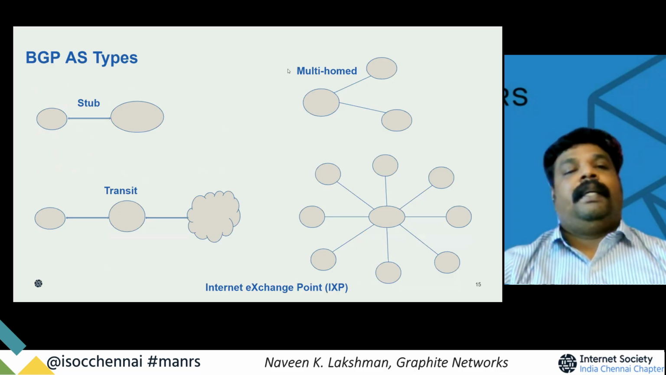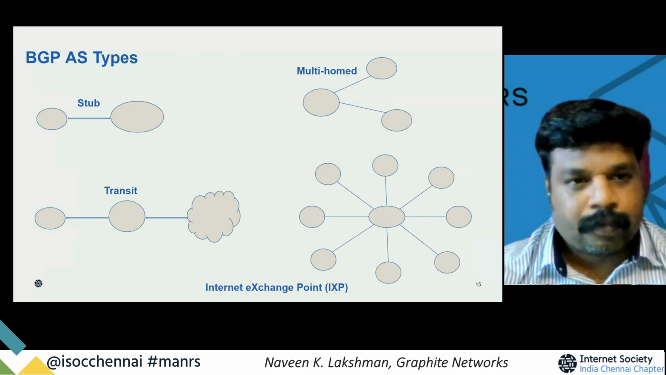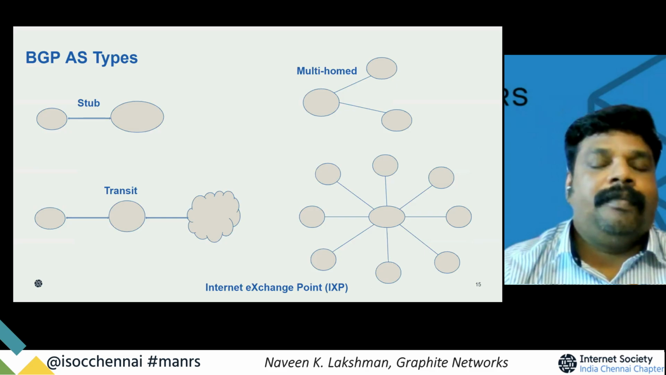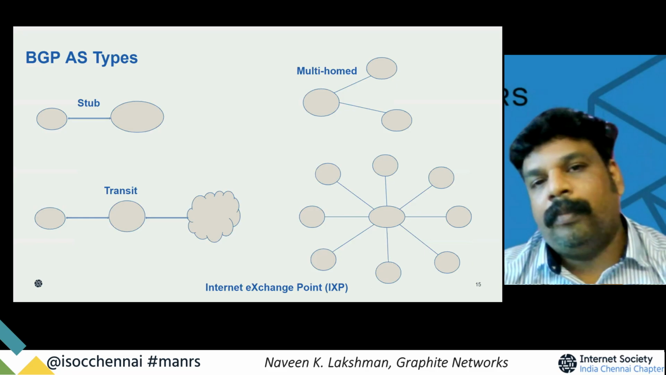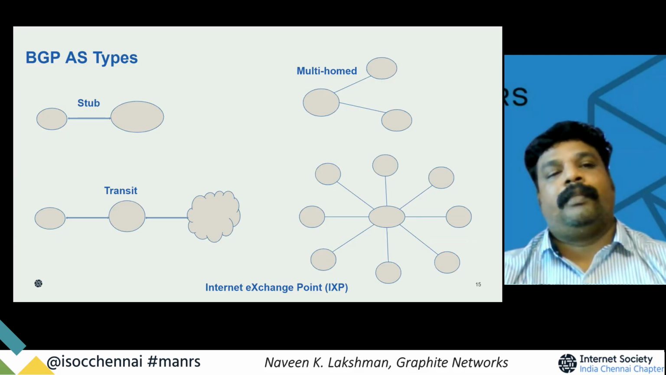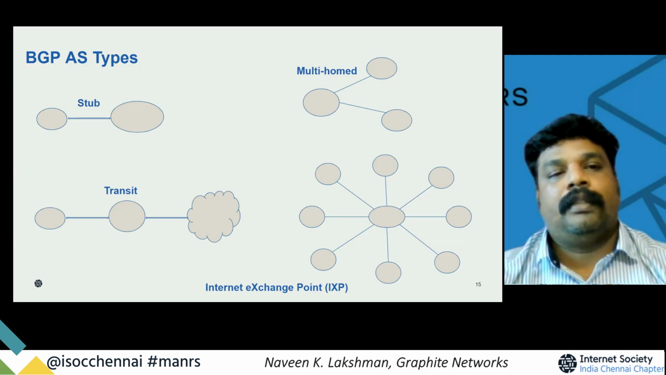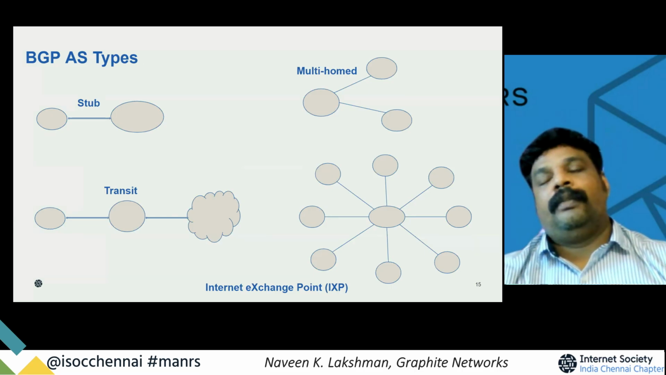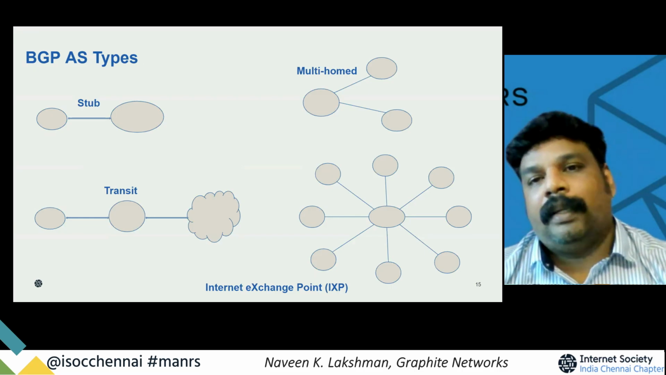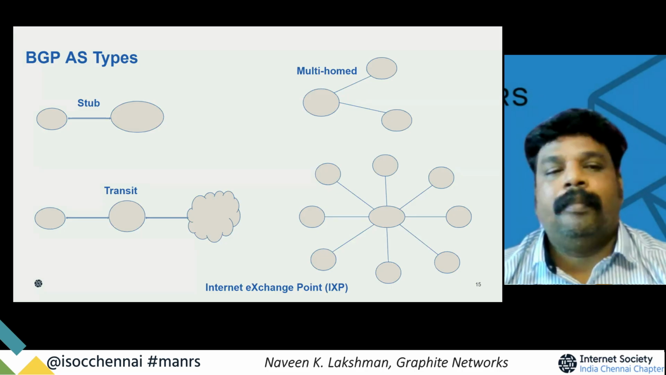So, BGP AS types. A stub AS is a single-homed AS, where you are connected to one upstream provider. In that particular case, you call it a stub. Multi-homed is when your network is connected to multiple ISPs, because you have more than one ISP connected. You call it multi-homed.